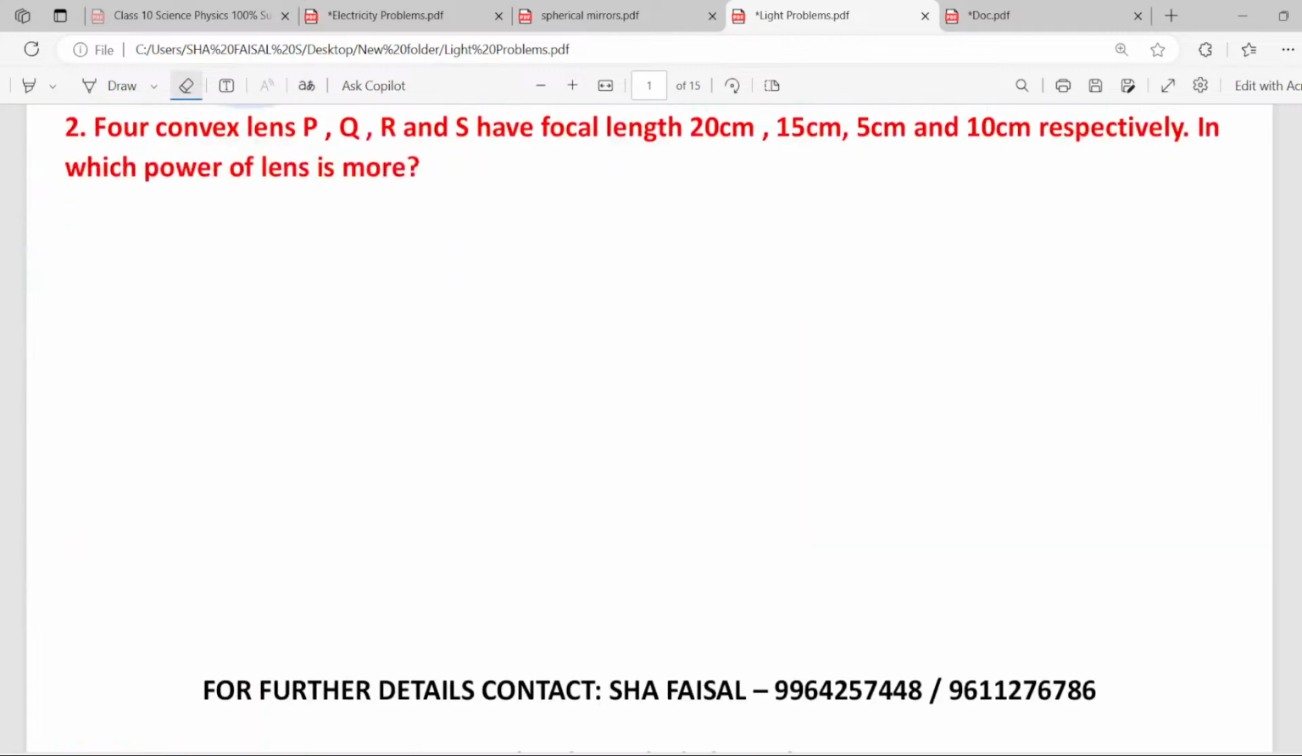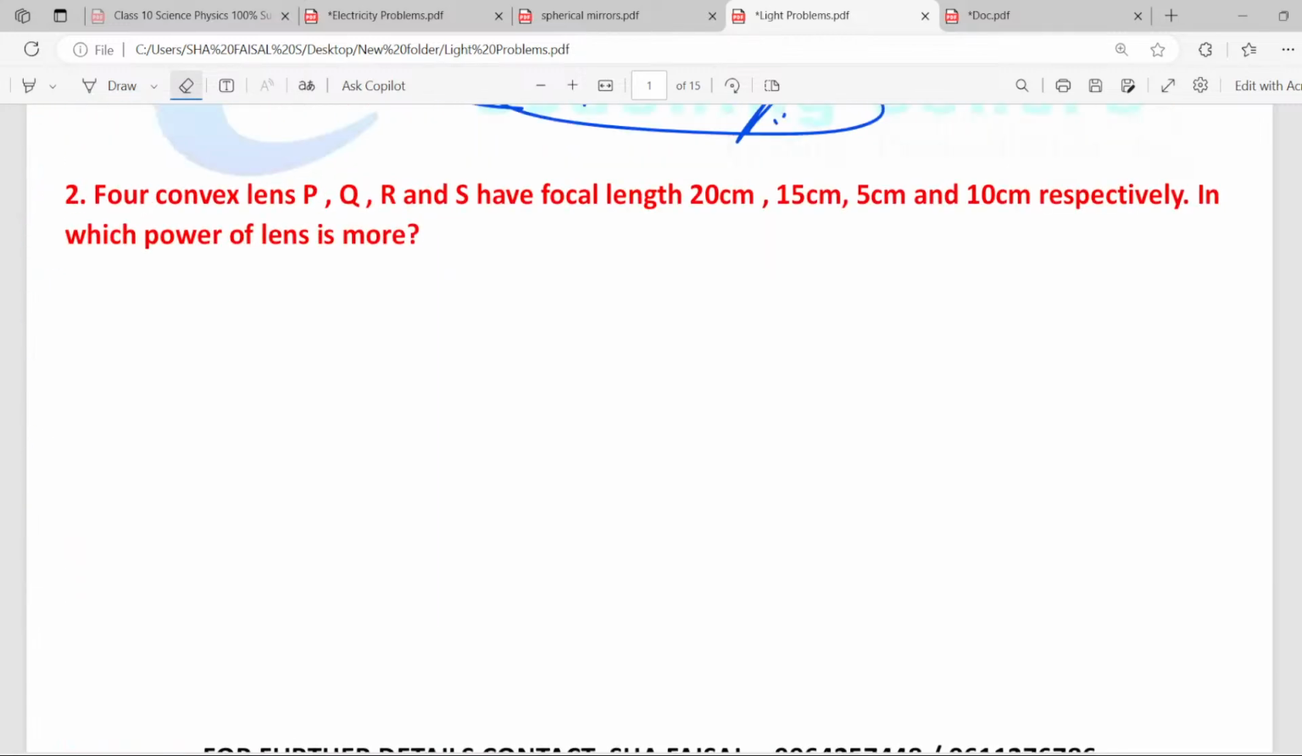Clear? Okay. Next question is on the screen. Let me solve this. Four convex lenses P, Q, R and S have focal lengths 20 centimeter, 15 centimeter, 5 centimeter and 10 centimeter respectively. In which is the power of the lens more? Is the question interesting?